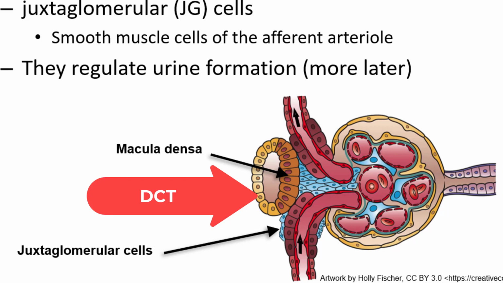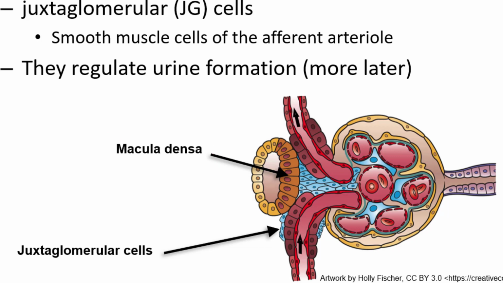So I mentioned that the distal convoluted tubule is very convoluted, right? So some of these twists and turns bring the distal convoluted tubule right up against the glomerulus. And the cells in the wall of the distal convoluted tubule are taller than the normal cuboidal cells, and they're going to have a different function than the typical cuboidal cells. These macula densa cells are going to be really important for regulating the process of filtration and urine formation in that particular nephron.